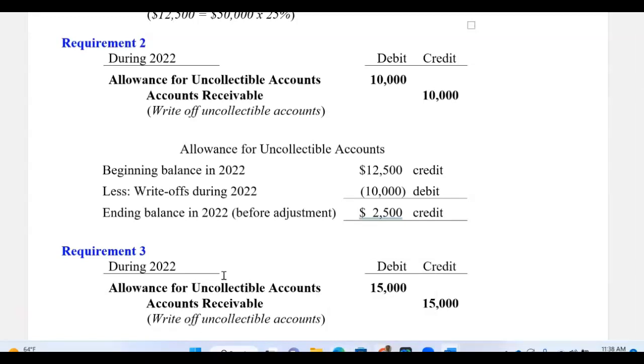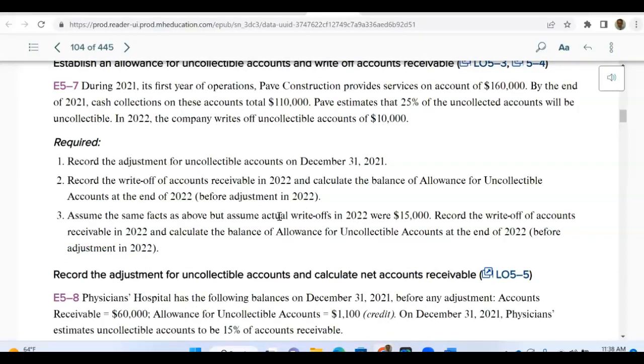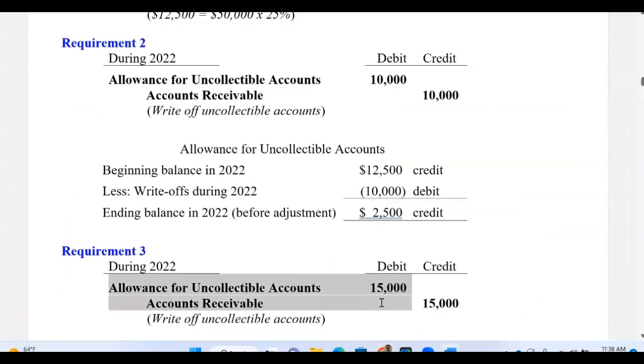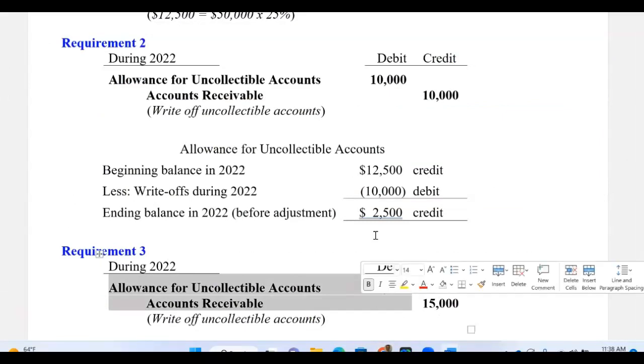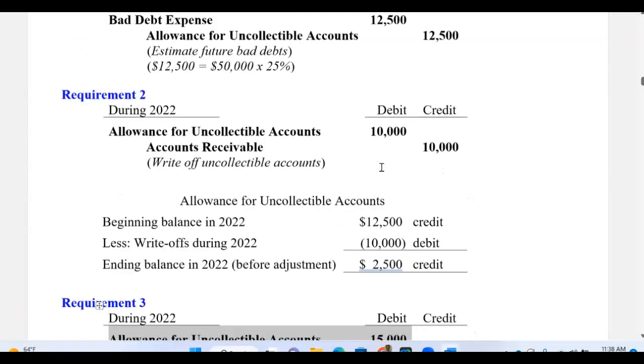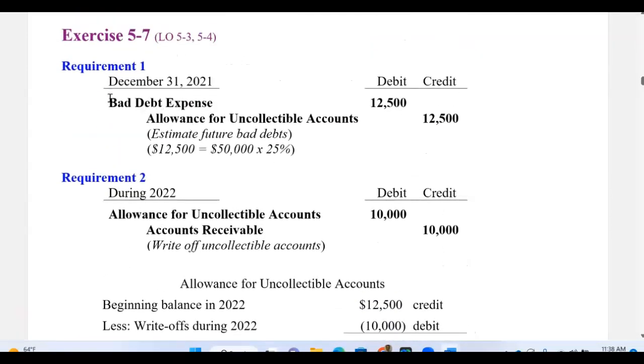Okay, let's see what is requirement number 3. Assume the same facts as above, but assume the actual write-off in 2022 was $15,000. Record the write-off of accounts receivable in 2022 and calculate the balance of allowance for uncollectible accounts at the end of 2022. So that means you estimate something, but your write-off was way more than that. Let's say you estimate 12,500, just like here, right? You estimate bad debt expense of 12,500 plus $0 existing, it's still 12,500.